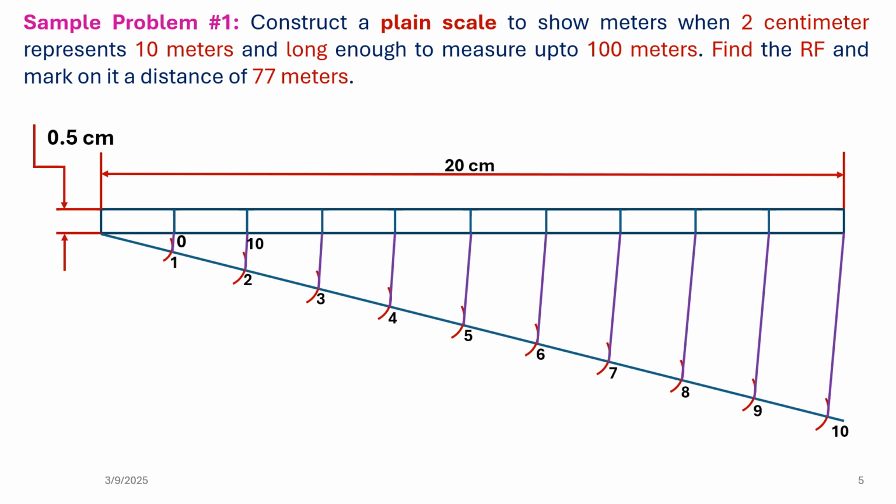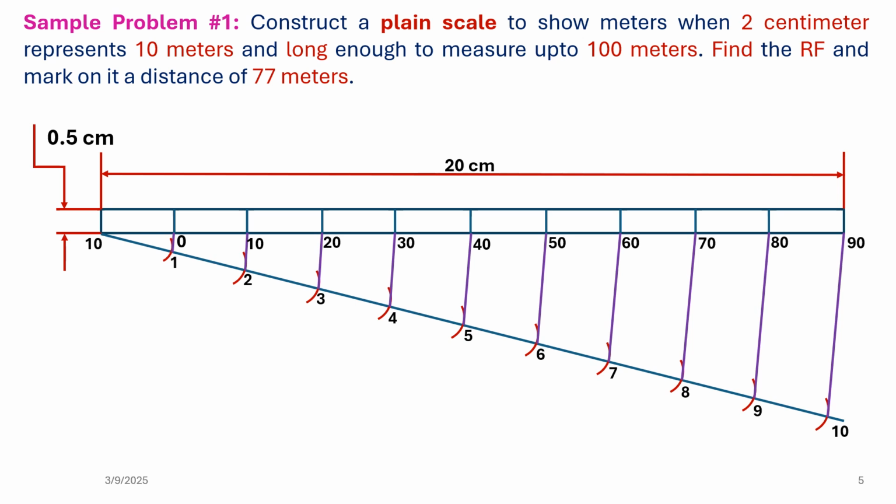So our zero value starts from this second division, and then we have 10, 20, 30, 40, 50, 60, 70, 80, and 90 meters on one side, and remaining 10 meters on the other side. This makes up a total of 100 meters.